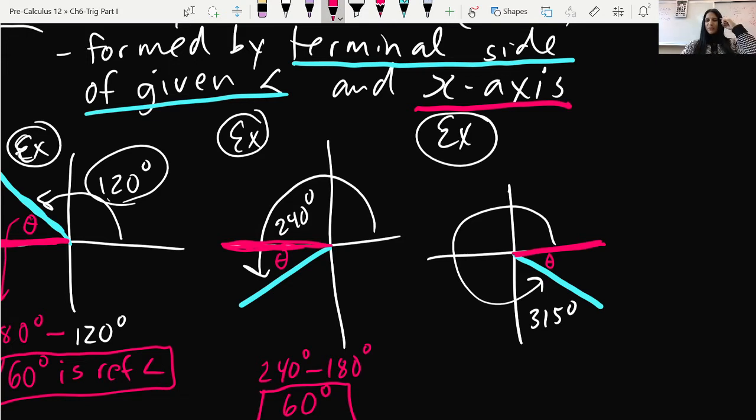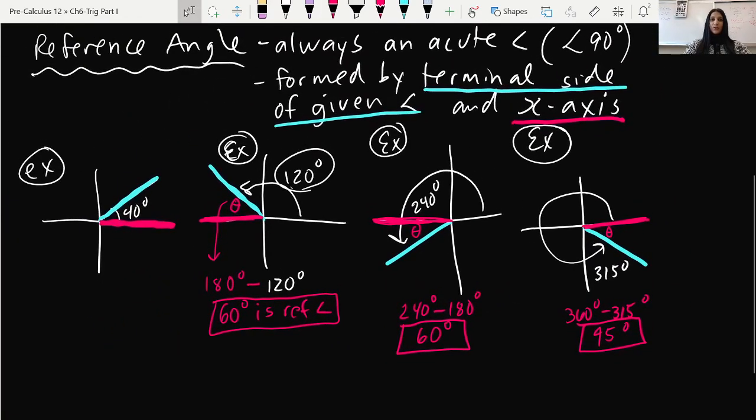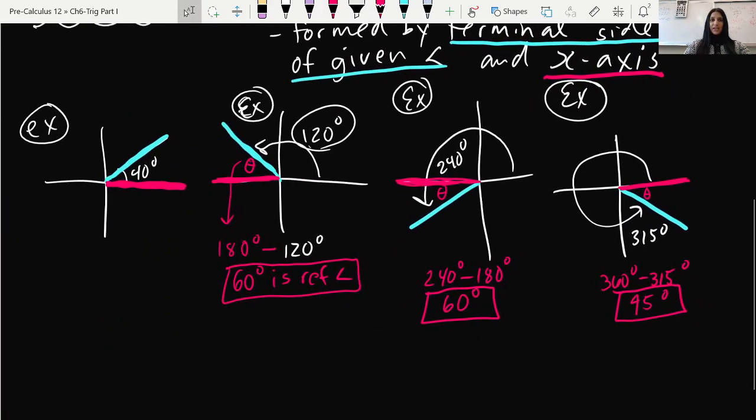The smartest way for me to get it this time is, while I know a full rotation would be 360 degrees, I'm going to subtract the 315 degrees from it. So I get that my reference angle must be 45 degrees when I subtract those two. Okay, so you get the idea and the hang of how we would come up with that. I hope that was helpful.